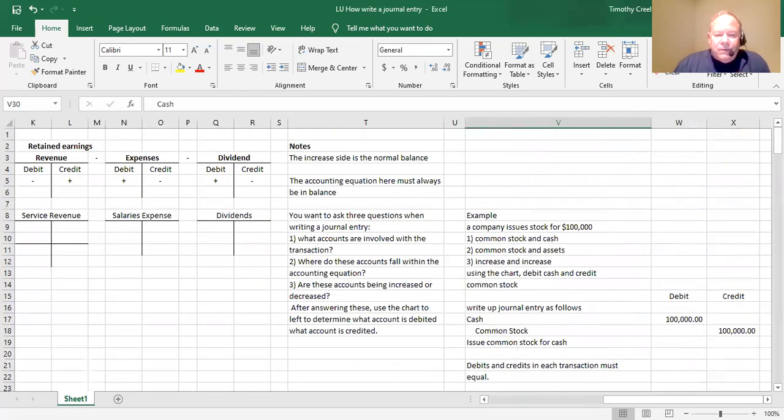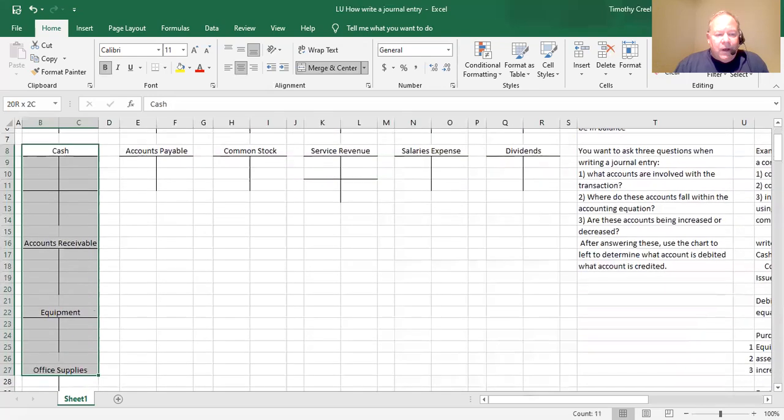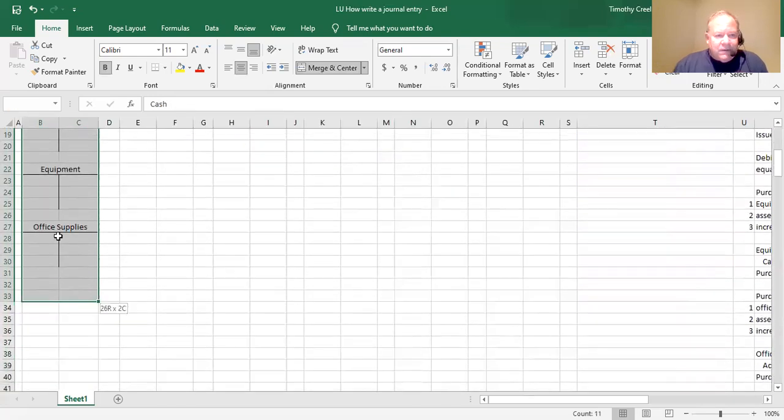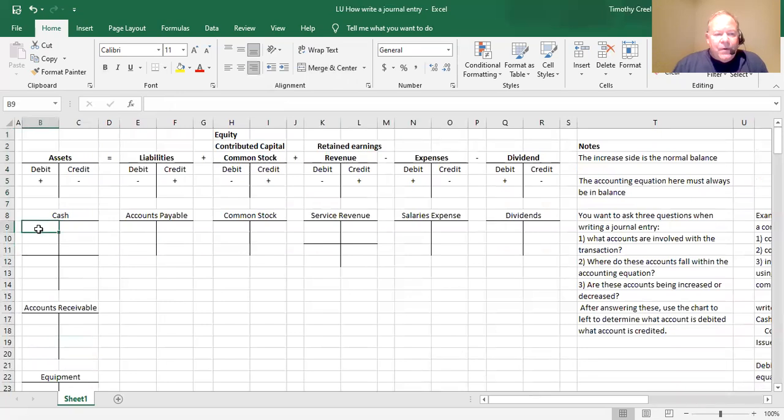And what I want to do is show you how to post those to T accounts. T accounts, like you see here for cash. Notice that all of the asset accounts fall under the asset T account. So all these are asset accounts. Posting to these accounts simulates posting transactions to the actual accounts. So you write up a journal entry and then you post it to the accounts. And that's what this activity is going to simulate here.